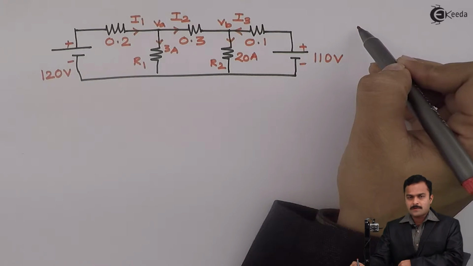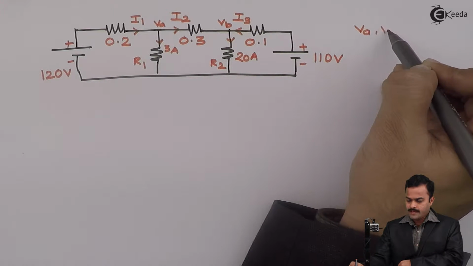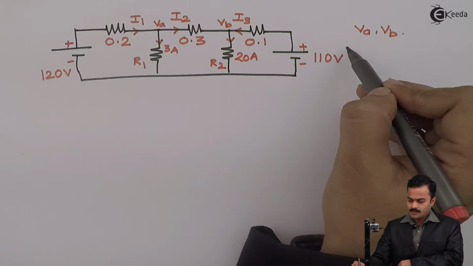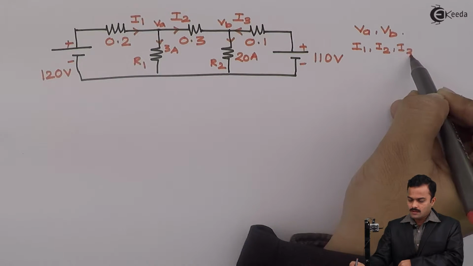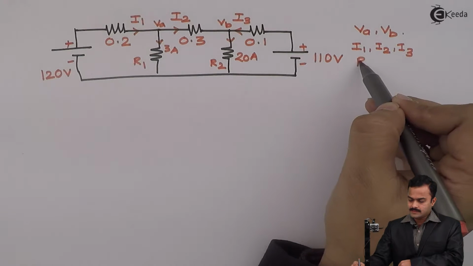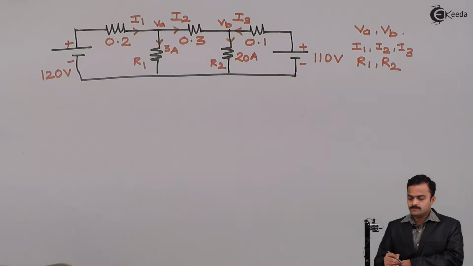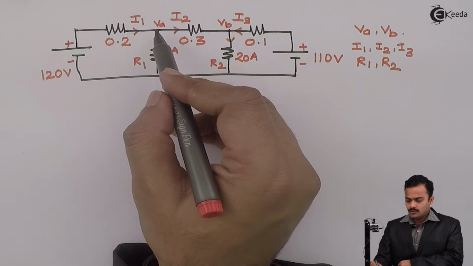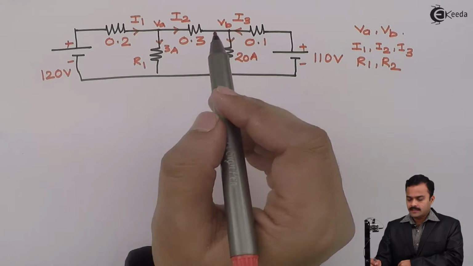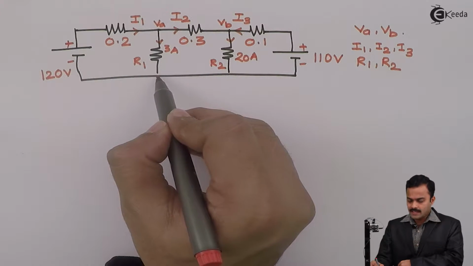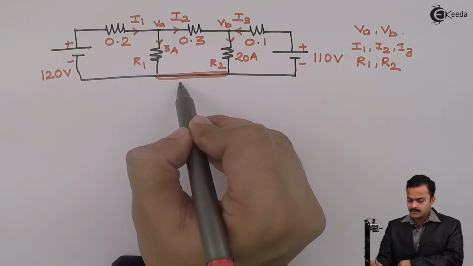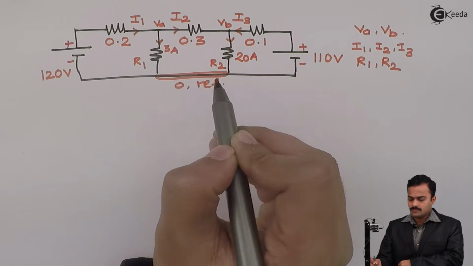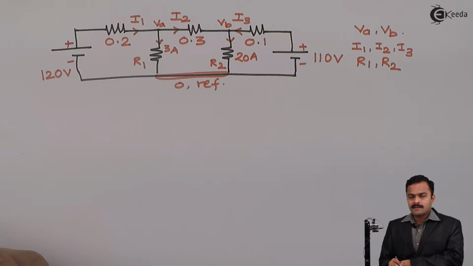So here we are supposed to find out VA, VB, currents I1, I2, I3, and resistances R1, R2. So let's start. Since they have already marked nodes and currents in all the branches, the only thing is that I'll mark this as a reference node because 1, 2, 3, 4 branches are connected, so I will consider this as a reference node, and directly we can apply KCL.